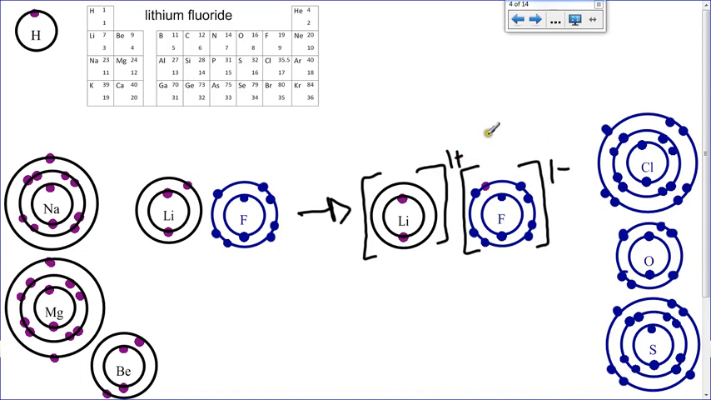So we can see if we're trying to work out the formula for lithium fluoride, it only requires one lithium atom and one fluorine atom. So it's LiF, one atom, one atom.